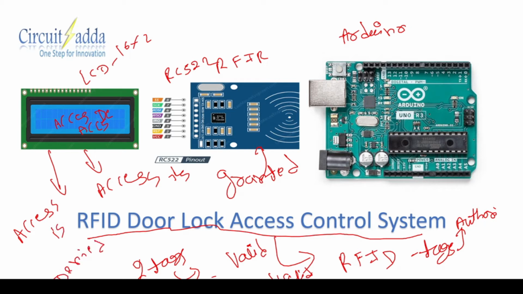That means with an RFID we are going to access something, and our system is going to take the RFID tag and identify whether the tag is valid or not. If the tag is valid, we can see a message on our LCD display that the access has been granted because the tag is valid. If the tag is invalid, it will show a message that access is denied because you are not a valid user according to my database.